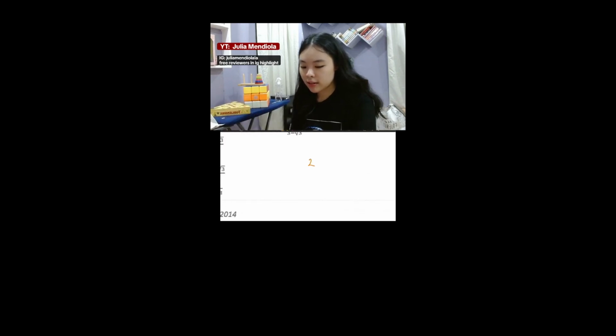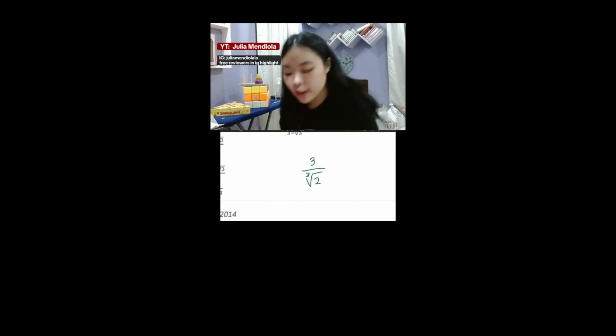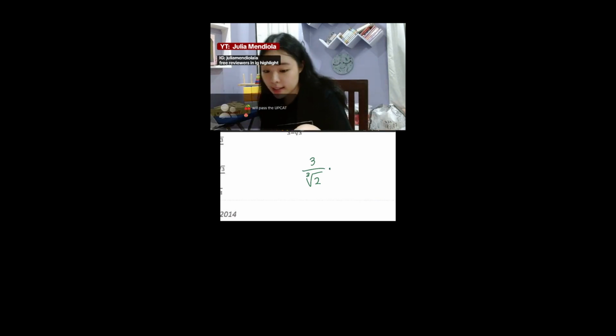So, try natin pag cube root. Paano i-rationalize ang 3 over cube root of 2? Anong gagawin dito, guys? Paano siya maka-cancel out? So, ang goal natin kasi ay makancel ang radical.